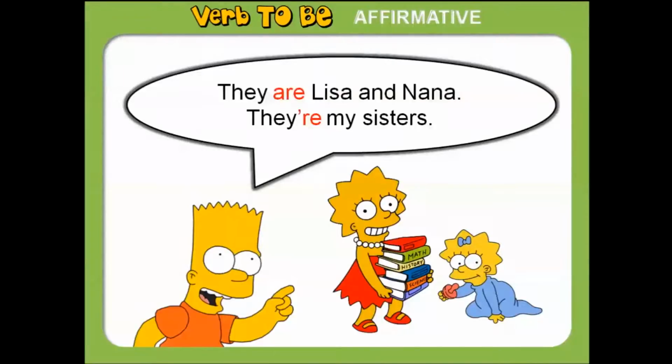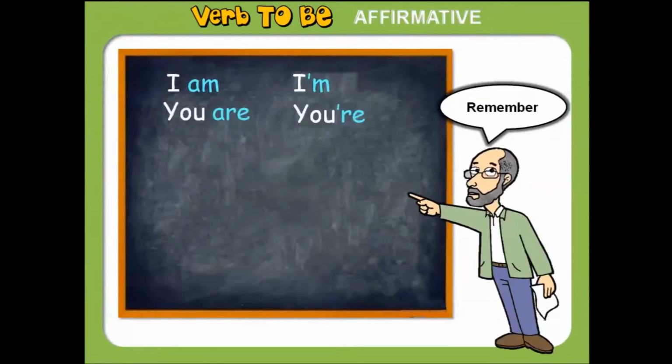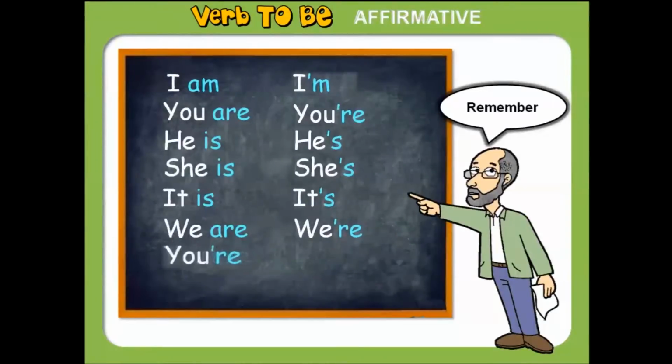Well, everyone, now what you have to remember, and then we are going to pronounce together. Make sure that you can pronounce these pronouns well after this video. Okay, let's go. I am, I'm. You are, you're. He is, he's. She is, she's. It is, it's. We are, we're. You are, you're. They are, they're.